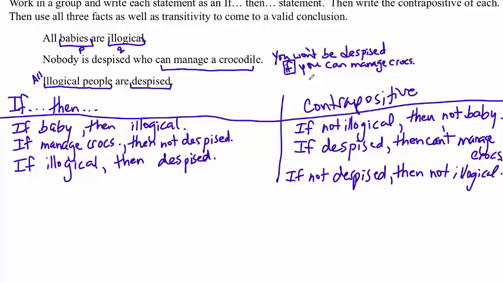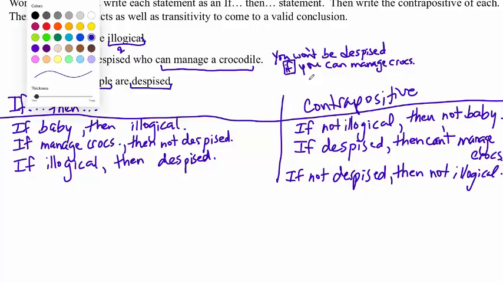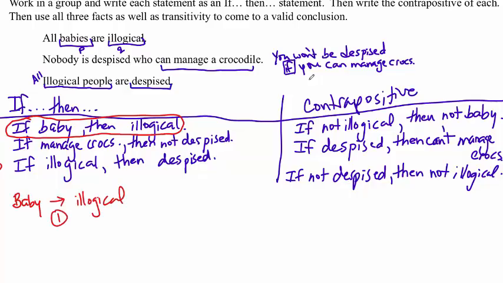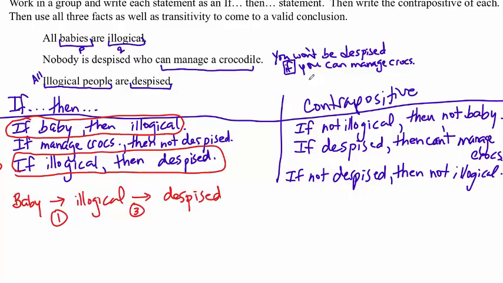Okay, now we're going to pick a statement to begin with. I just usually pick the top one. If you're a baby, then you're illogical. So we have baby. Let's number these 1, 2, 3 so we can talk about it. So baby causes you to be illogical. That's premise number 1 that we use there. Then we're looking for something that starts with if illogical. Well, statement 3 does. If illogical, then despised. So in statement 3, we get from illogical to despised.